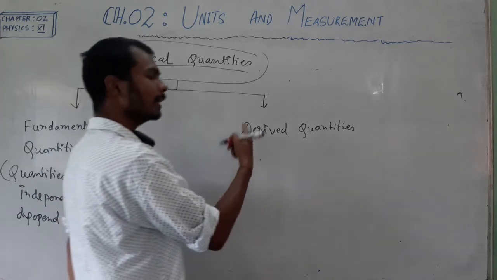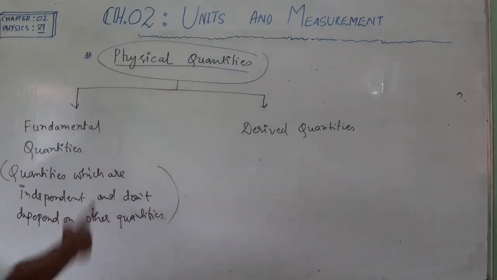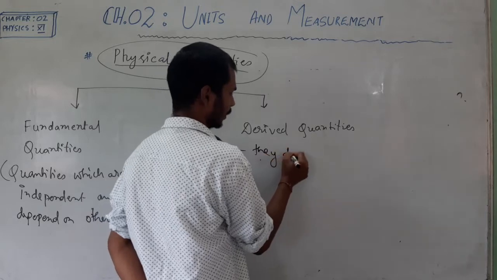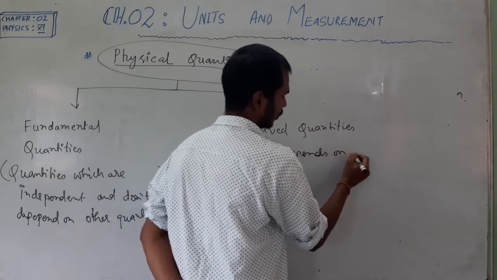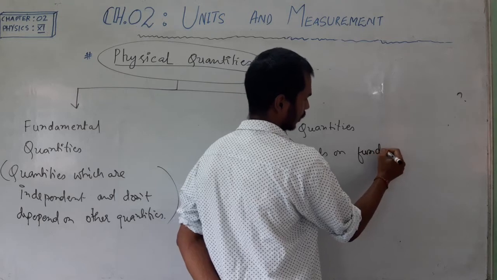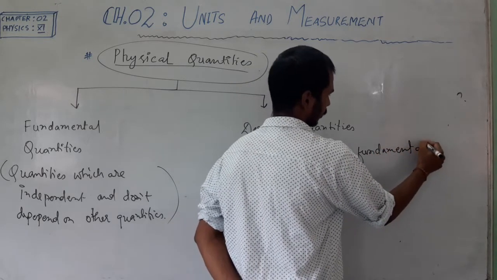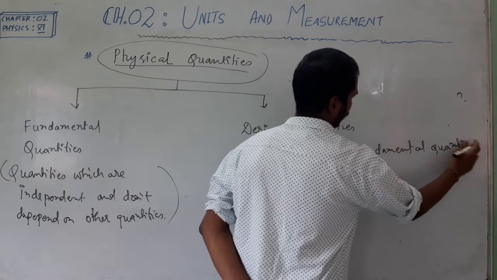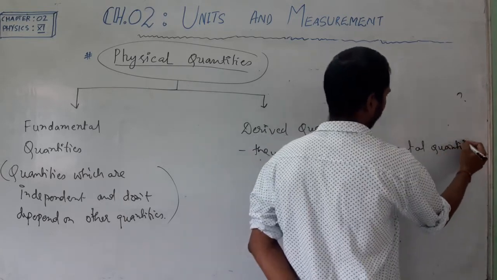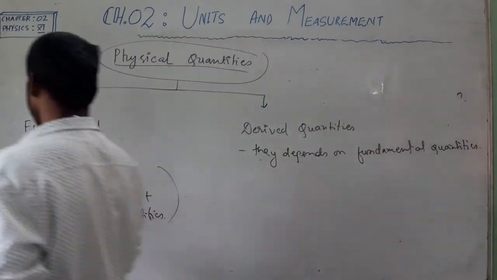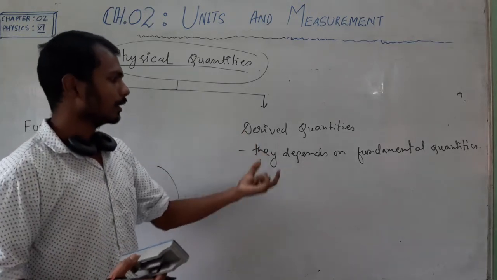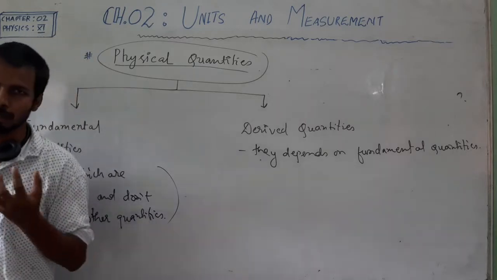And derived quantities, they are not independent quantities. They depend on fundamental quantities. Okay. These fundamental quantities are independent and they don't depend on other quantities. Derived quantities, they depend on fundamental quantities.